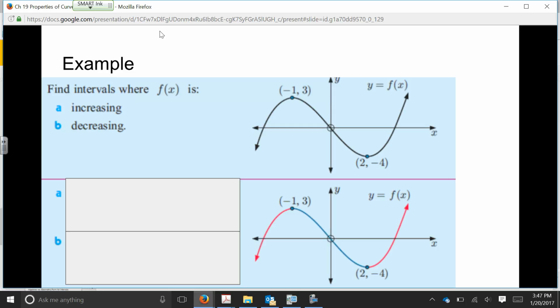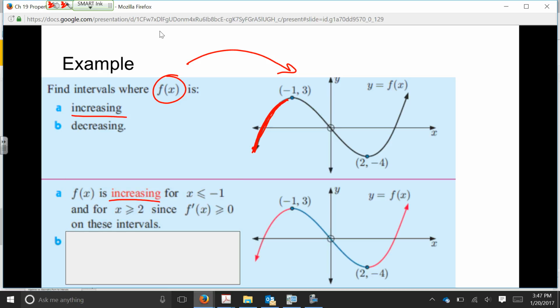Okay, so let's look at an example. It says find intervals where f of x, which is this function over here, is increasing and find where it's decreasing. Well, if I started on the left and followed the curve, it looks like it's increasing there. And in fact, it is. So I could say that f of x is increasing for all x less than or equal to -1, because there's my -1 value. But that's not the only place where it's increasing, because it's also increasing over here on the right. So I could also say it's increasing where x is greater than or equal to 2.